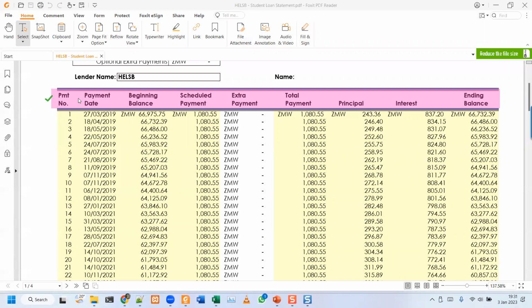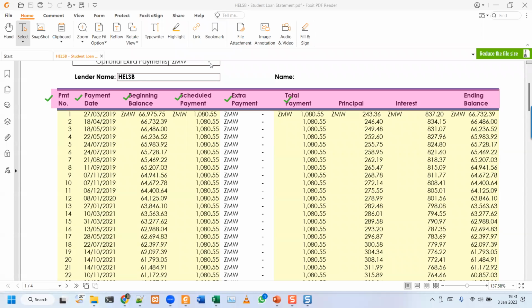Then we have payment date, what your beginning balance is, what your scheduled payment is, also referred to as your monthly installment, what it is that they are going to be deducting. Any extra payments you'd have paid will show up in your schedule. There's a system that does this. Your total payments at that time for that month, the principal, or not the principal. Let's pause here first.